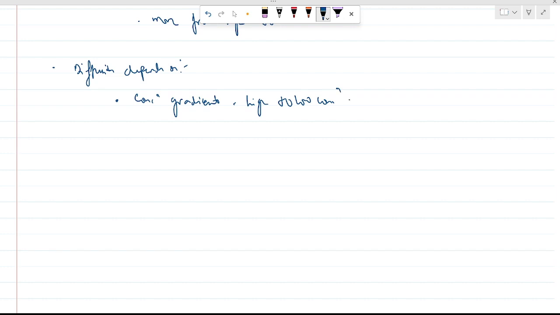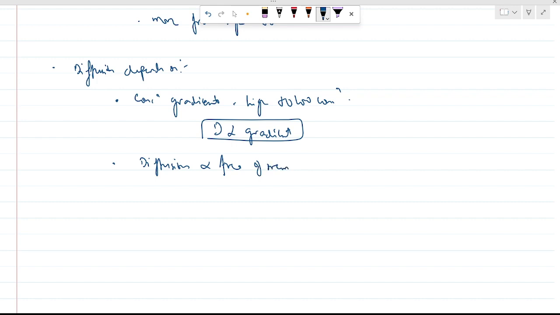Now, diffusion depends on several factors. First one being the concentration gradient. Simple to understand, we have seen the concentration gradient, that is from high to low concentration. So diffusion is proportional to gradient. This we have established above. The second factor is that diffusion is proportional to the area of membrane available.